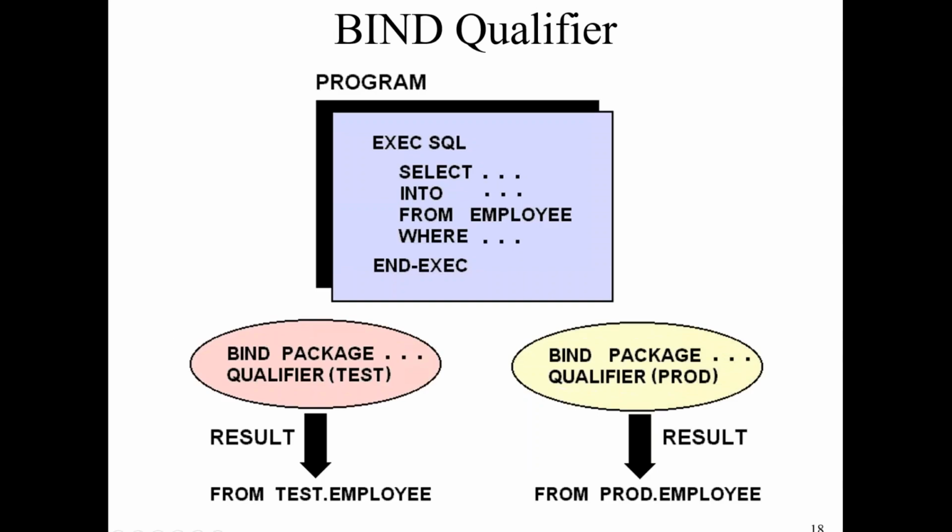We talked about the qualifier a little bit, right? If I say select from employee in my program, which employee table, tables have 2-part names within a subsystem, which employee table am I talking about there? Well, it depends on how I bind the package. If I bind the package with a qualifier of test, then I'm going to be selecting from test.employee. If I bind the package with a qualifier of prod, then I'll be selecting from prod.employee.